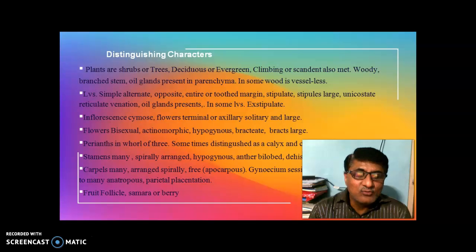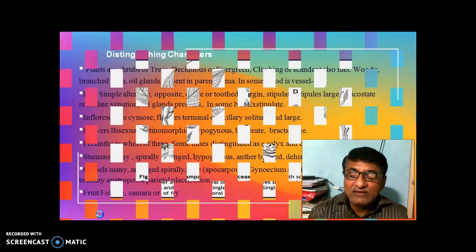Anthers are bilobed, they show longitudinal dehiscence. The carpels are many, they are also arranged spirally, free or apocarpous. Gynoecium sessile, elongate, ovules one to many, anatropous, and they show parietal placentation. The fruit present in this particular family may be follicle, samara or berry. So these three types of fruit you may get in this particular family.